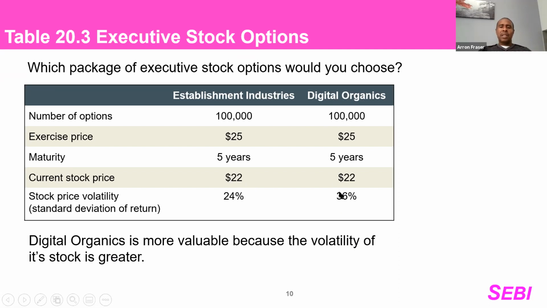Because of the higher volatility, the option that is given to you on the digital organics will have more value, simply because it presents to you more chances of having a significant upside than the other company, establishment industry. So you'll see that they have the same number of options, the same exercise price, the same maturity, the same duration, and the current stock price is the same, but here it's the volatility of the returns that is a standout factor. When we look at options, because more volatility presents a better opportunity of an upside in a particular stock, that is valued more. And hence digital organic would be the option with the greater value.